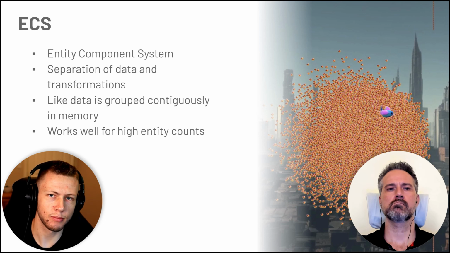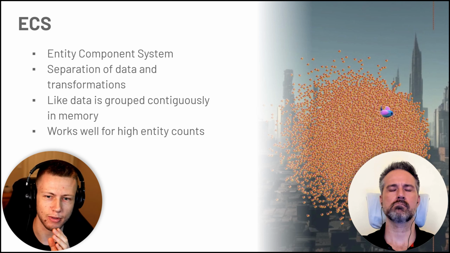Now, when I say Entity Component System, it is a little bit of a misnomer, because Entity Component System isn't one thing. It's not the system of entity components. It's really representative of three different things: entities, components, and systems. So again, it goes into that separation of data from our transformations. Like I was just saying, data is going to be grouped contiguously in memory, so when we're iterating across many entities of a similar type, we can do that very quickly.